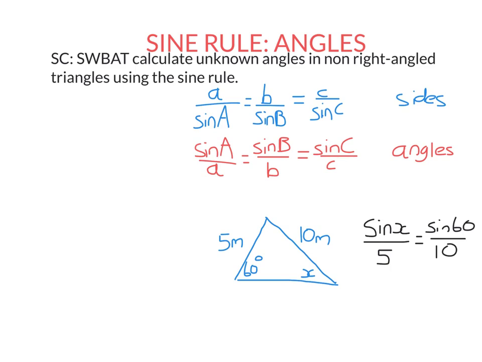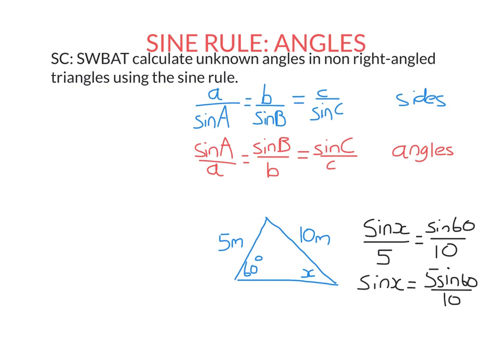So we'd start by multiplying each side by 5 to get rid of the fraction on the left-hand side. So then we get 5 sine 60 over 10. So as I said in the previous video, if you multiply a fraction by a number, you just multiply the top, the numerator. So now I don't want sine x, I want x by itself. So to do that, we need to undo sine. We need to use sine inverse.